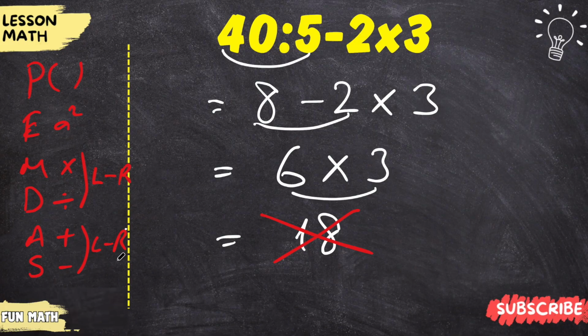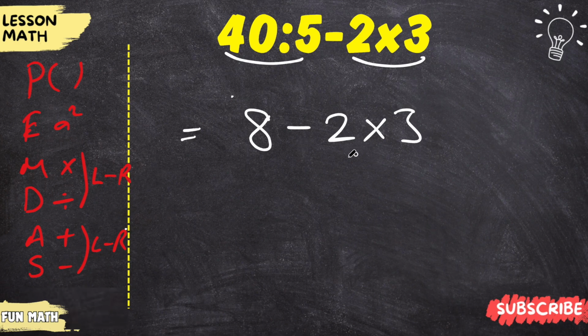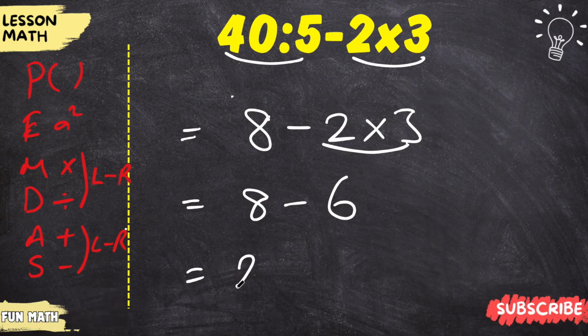Now, let's solve the question using these rules. First, 40 divided by 5 equals 8. Then we multiply. 2 times 3 equals 6. Finally, we subtract. 8 minus 6 equals 2.